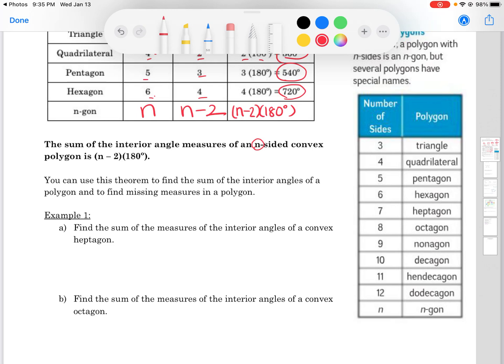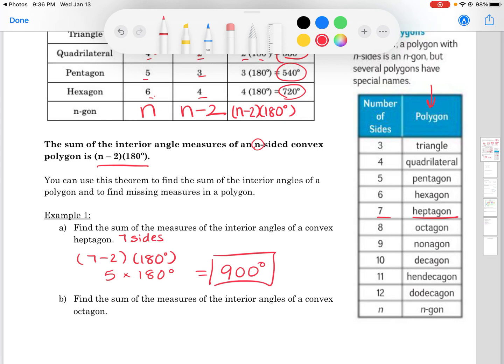All of the names of our common polygons are listed here. A heptagon has 7 sides. So now we're just going to use this formula. There's 7 sides to a heptagon, so that just means 7 minus 2 times 180. 7 minus 2 is going to give us 5. So 5 times 180 is going to give us 900. That means the sum of all of the interior angles is 900 degrees.